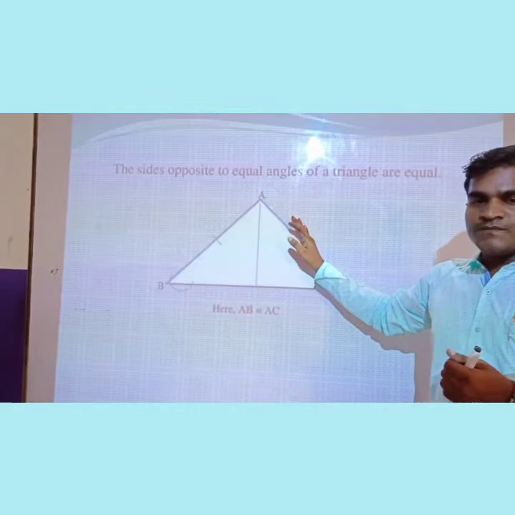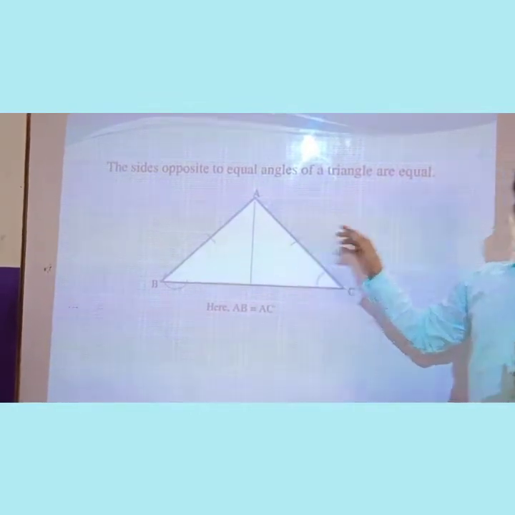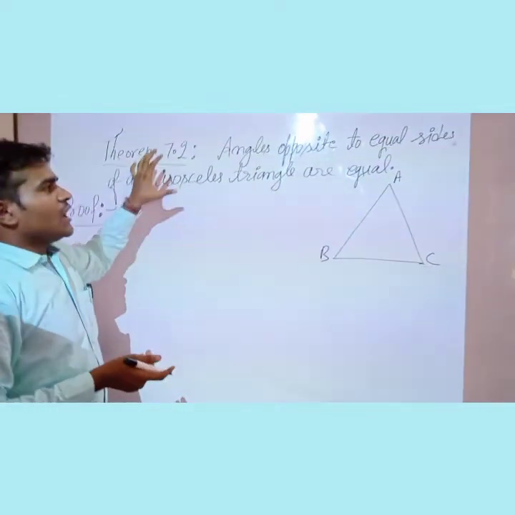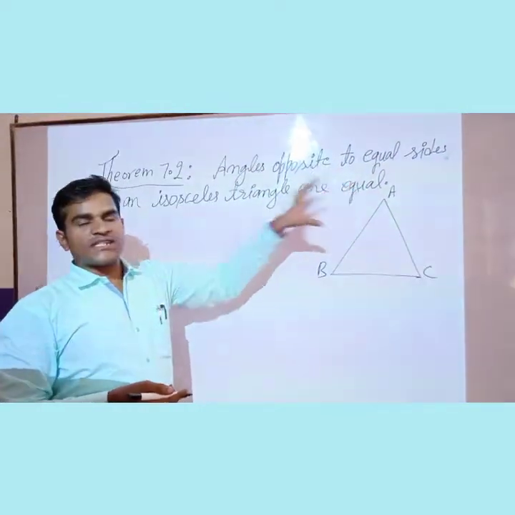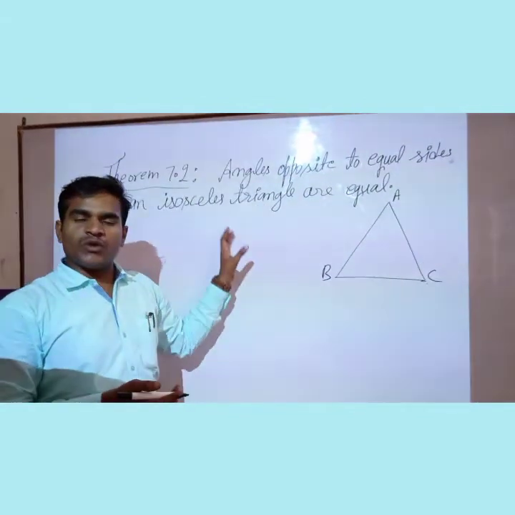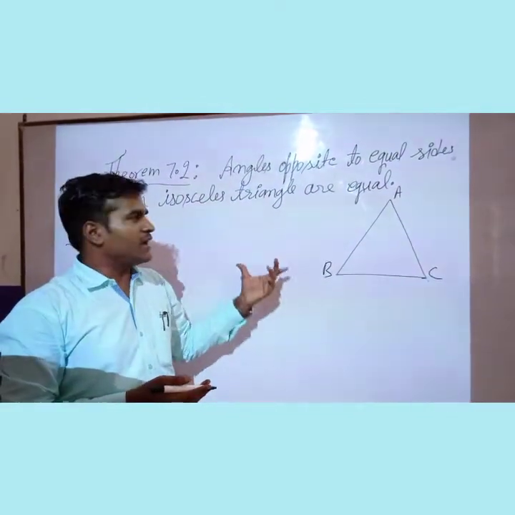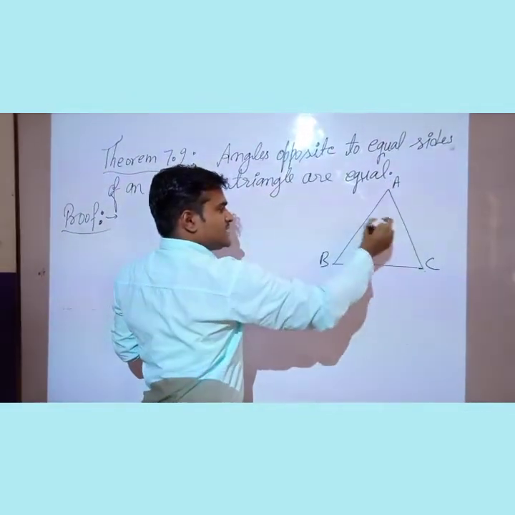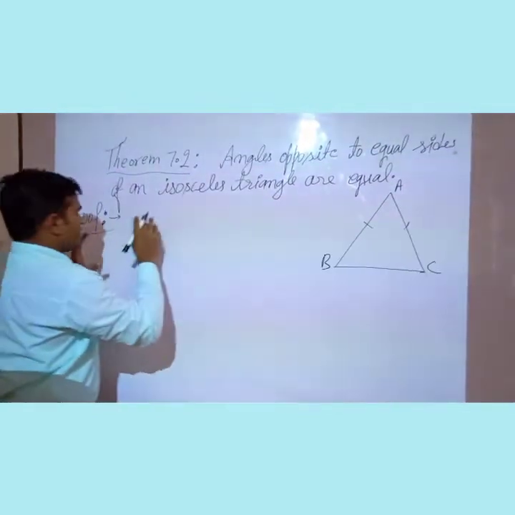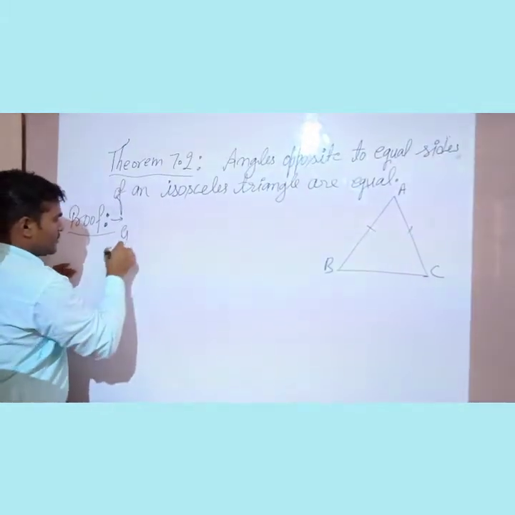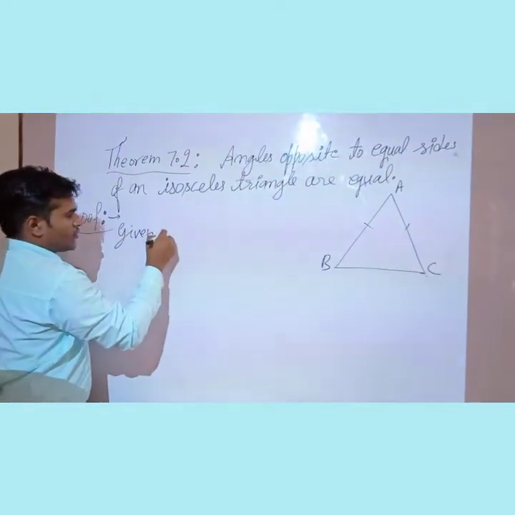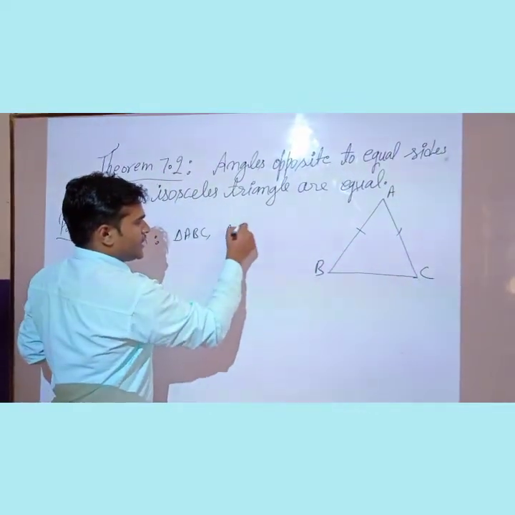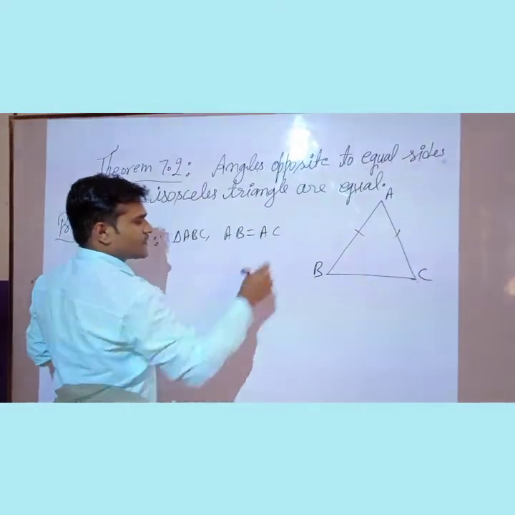Now the theorem is there. Children, this is Theorem 7.2: angles opposite to the equal sides of an isosceles triangle are equal. Here a triangle ABC is given, and we have to prove it. Given: triangle ABC in which AB is equal to AC.